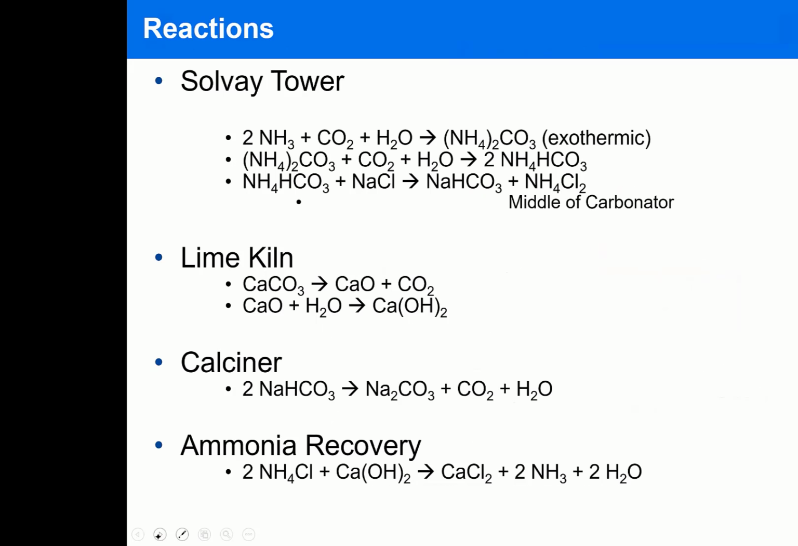So the reactions that take place in this process within the solvate tower is going to be a reaction between the ammonia gas and carbon dioxide gas and water to produce ammonium carbonate. Ammonium carbonate reacting with excess carbon dioxide and water is going to turn into ammonium bicarbonate, which then is going to react with the sodium chloride solution to make deposits of sodium bicarbonate.